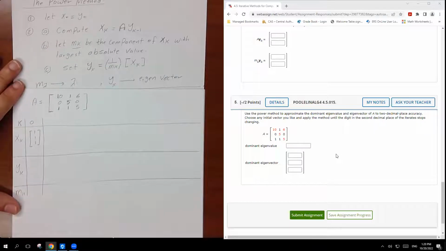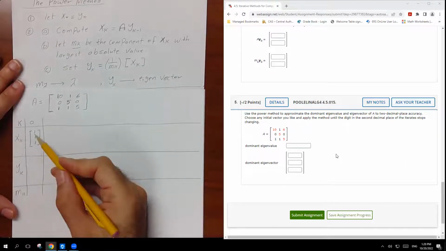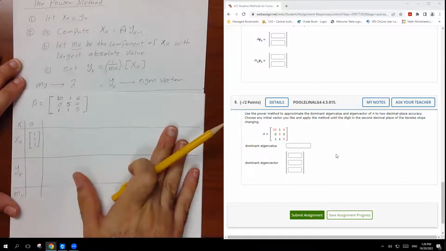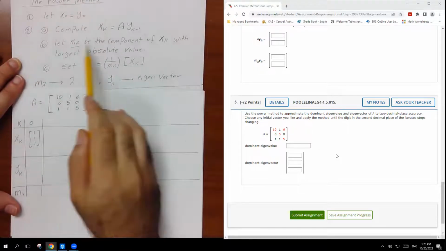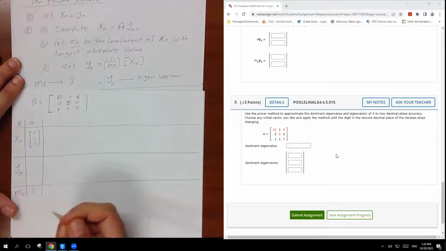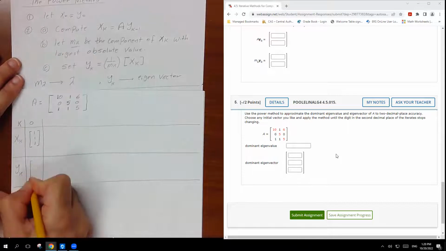So we're going to choose the initial eigenvalue with xk. And how to find the eigenvalue? If you go back here, it's the large component of xk, and the large component here is 1. So here our eigenvalue is 1. And x naught equals y naught, so our y naught is also 1, 1, 1.